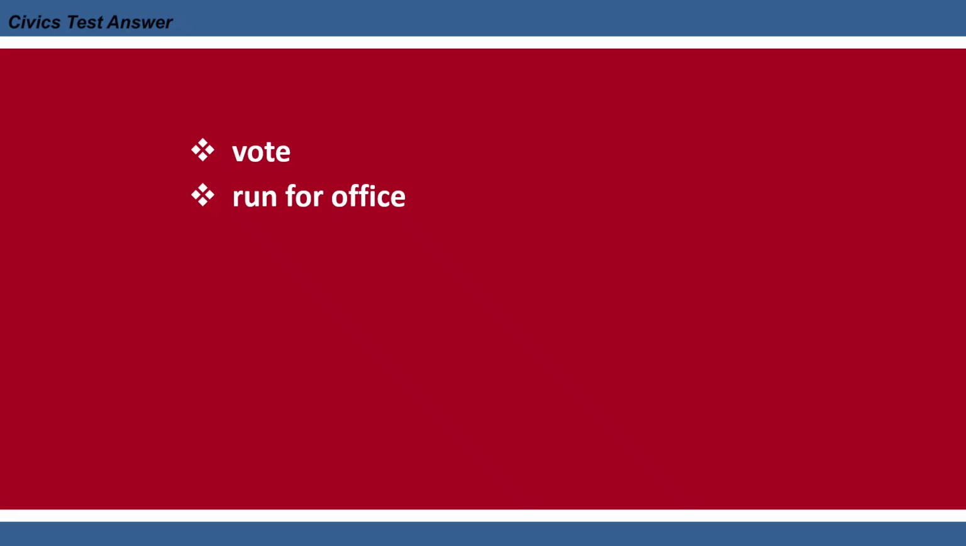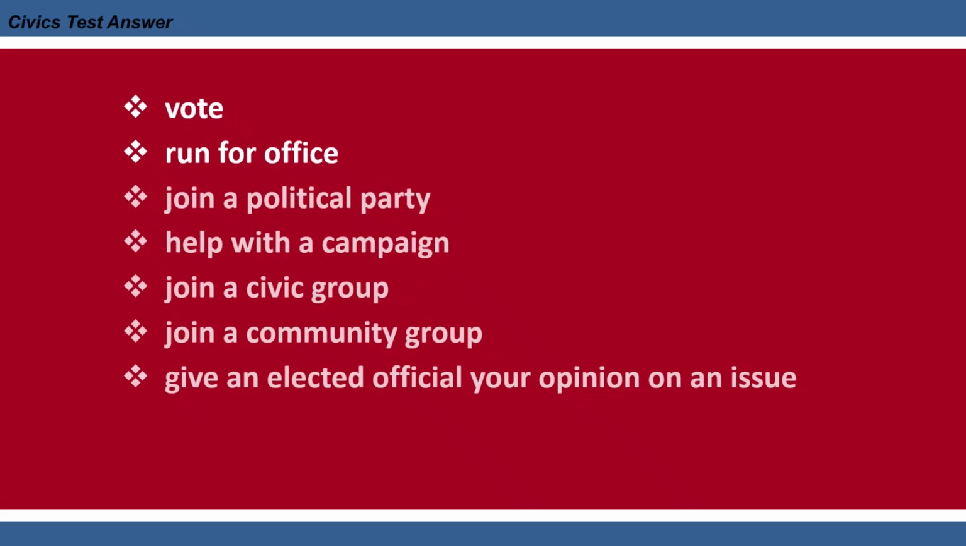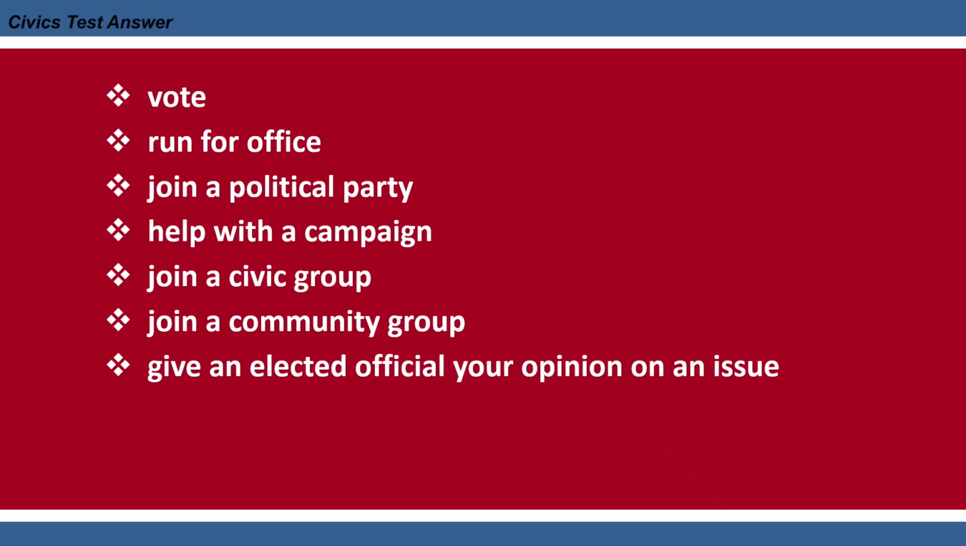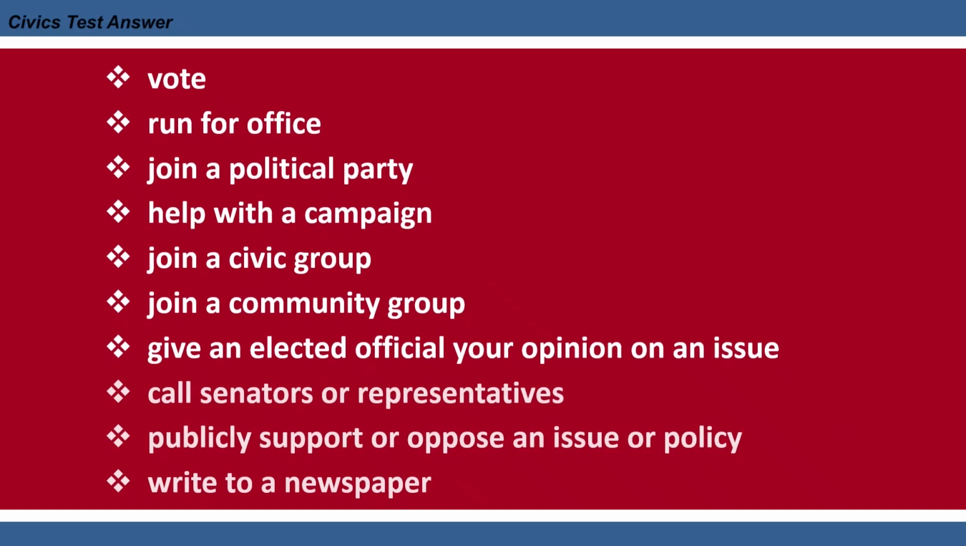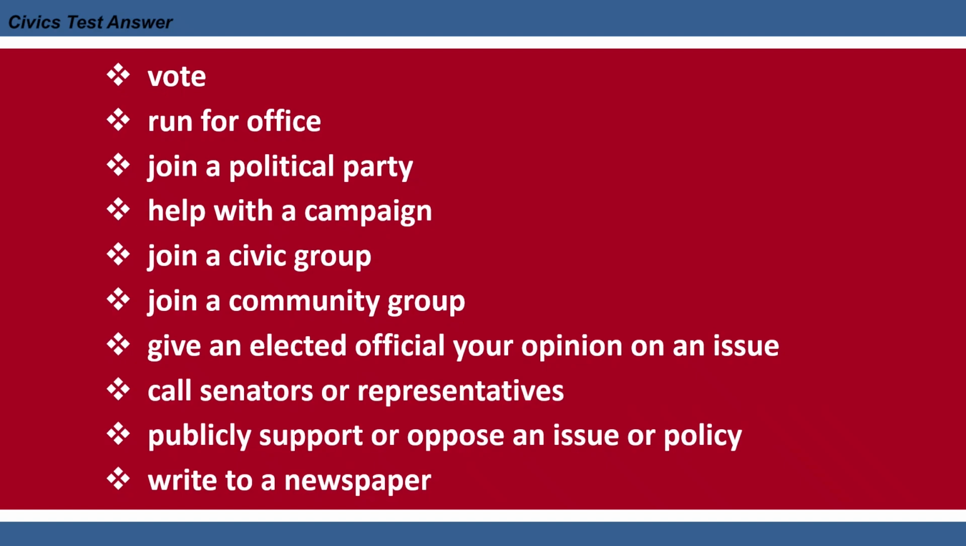Other things Americans can do to participate in their democracy include, but are not limited to, joining a political party, helping with a campaign, joining a civic group, joining a community group, giving an elected official your opinion on an issue, calling senators or representatives, publicly supporting or opposing an issue or policy, and writing to a newspaper.